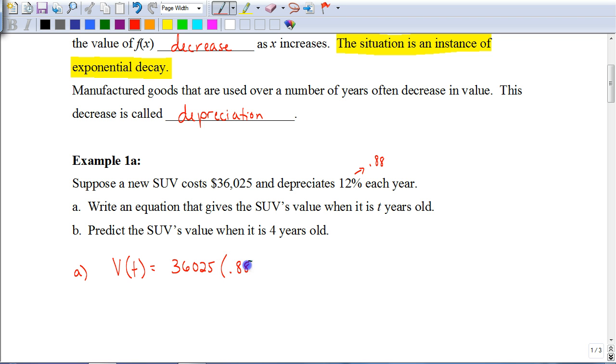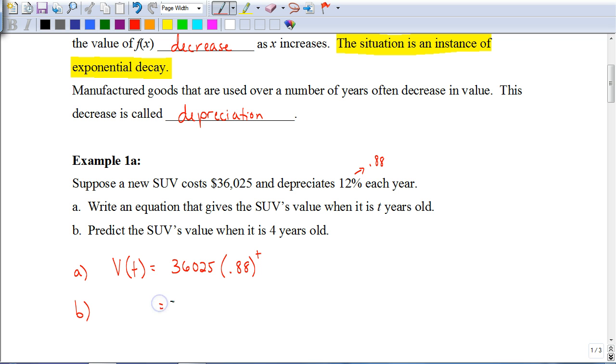So anytime we deal with percents, if it's increasing, we add that value to 100%. That's what we did with exponential growth. If it's decreasing or depreciating, we subtract that percent value from 100%. And then change it to a decimal, because you never use the percents as they are. You always change them to a decimal. And then our exponent here would be t. So there's your equation.